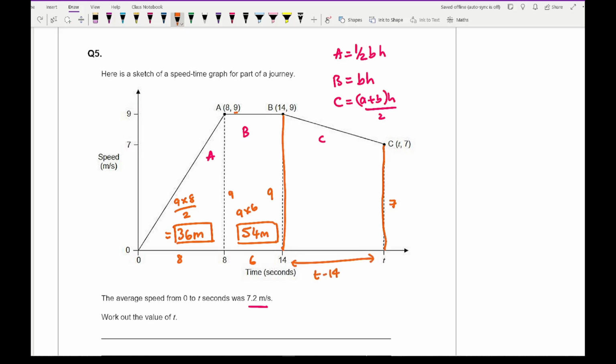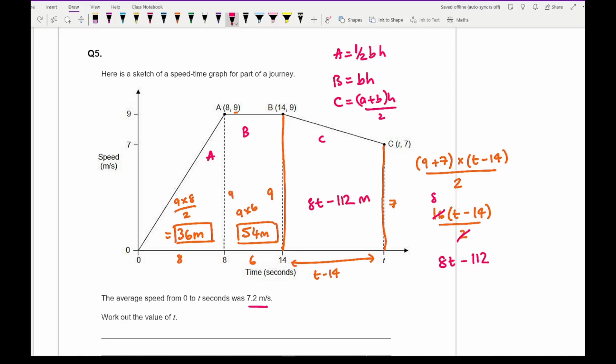So then substituting those numbers in, I get 9 plus 7 multiplied by t minus 14 divided by 2. Now just simplifying all of that, what do I get? Well, I get 9 plus 7, which is 16, times t take away 14, over 2. Then I can cancel the 16 and the 2, so that becomes 8. So I end up with 8t minus 8 times 14, which is 112. So this area here is going to be 8t minus 112 meters.